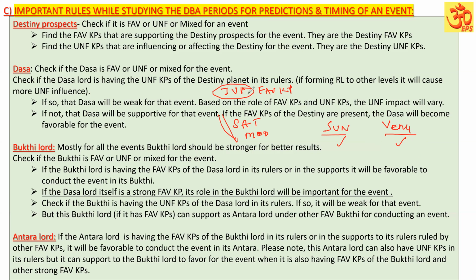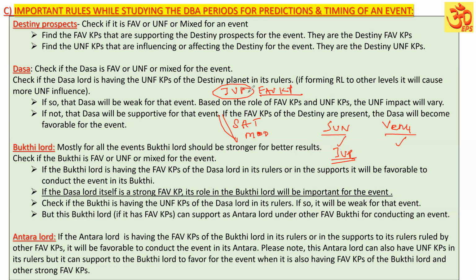Since the Jupiter Dasa Lord itself is a favorable key planet, among these two planets, whichever is well connected to Jupiter or has Jupiter in its ruler will become stronger than the other one. Suppose Jupiter may not be there in both the rulers. If it is a free planet, suppose Sun can be conjoined with Jupiter, or Sun may be aspected by Jupiter, or Sun's star Lord may be conjoined or aspected by Jupiter.